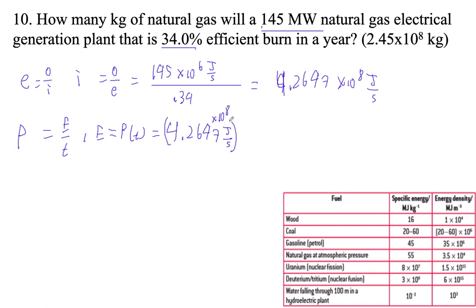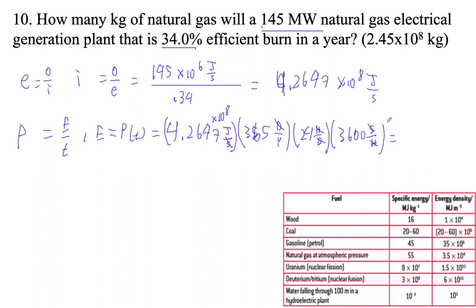Okay, let's see. Let's figure this out, right? 365 days per year, times 24 hours per day, times 3,600 seconds per hour. Okay, days cancels. Hours cancels. Seconds cancels. And notice we will end up with joules per year, which is exactly what we want.